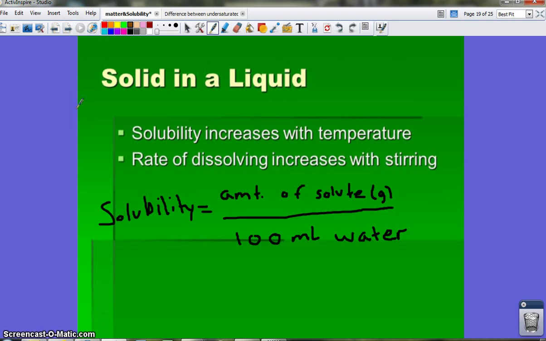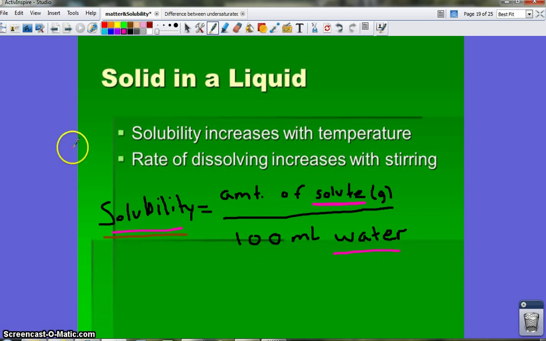Okay, so we're going to talk about two types of solutions. One, which we're most familiar with, is a solid in a liquid. The solubility is going to increase with temperature. And remember, when we talk about solubility, we are talking about the amount of solute that we can fit within 100 milliliters of water. In the instance of Kool-Aid, we're talking about the amount of sugar, the solute, that we can fit within 100 milliliters of water of our Kool-Aid.